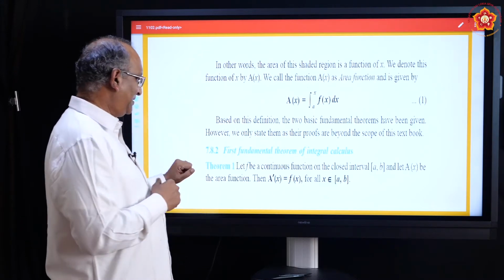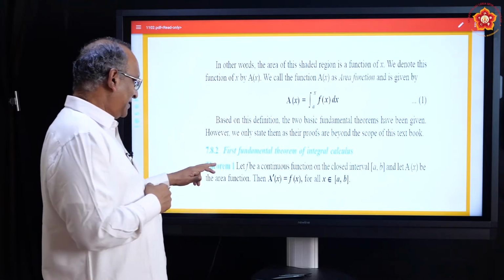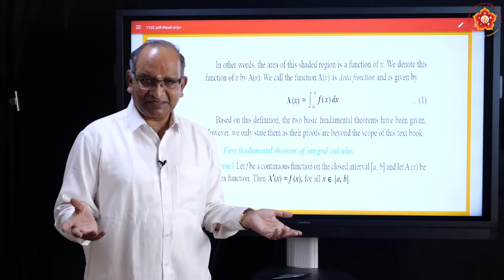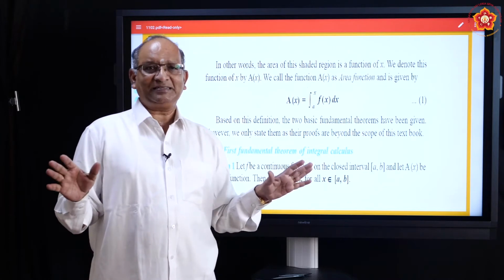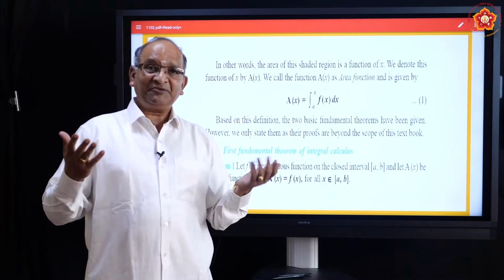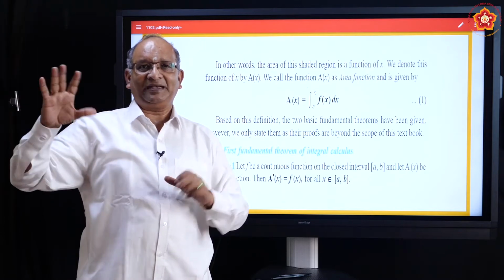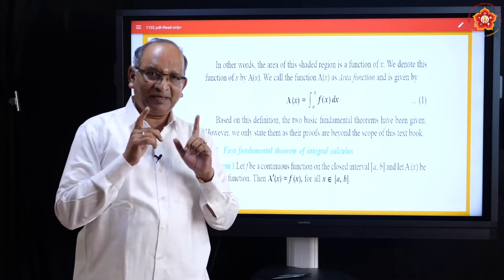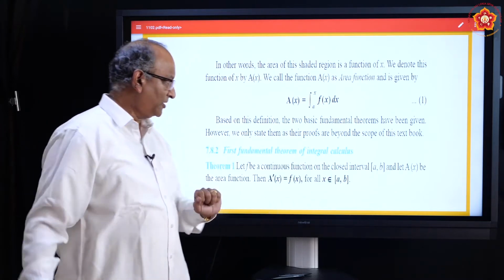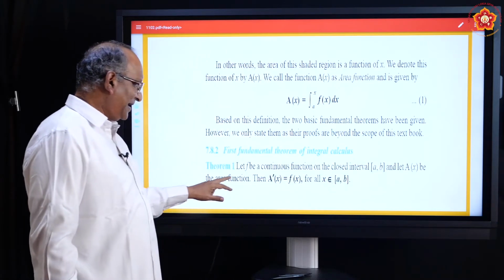So what is the first statement? The first fundamental theorem of integral calculus is nothing but that. Let f be a continuous function. Whether it is Rolle's theorem or Lagrange's mean value theorem, anything you discuss, the function you take should be a continuous one. Why? If it is not continuous, when you draw the graph it will get separated in between and you will not get what you require. So it should be continuous between the limits x equal to a and x equal to b, which we call the closed interval. And let A(x) be the area function.